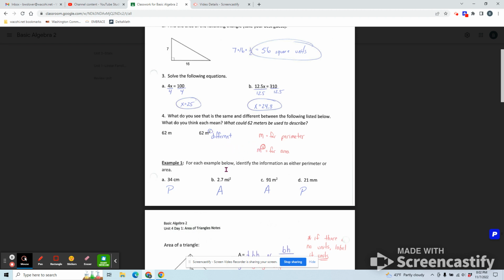So number one is just asking you to identify whether the information is either for perimeter or for area. In order to do that, I'm just looking at this exponent. If I see a power of 2, it means I have square units. So I've got square miles, square meters. It means I'm focusing on area.